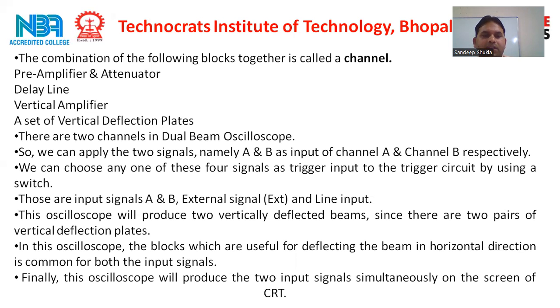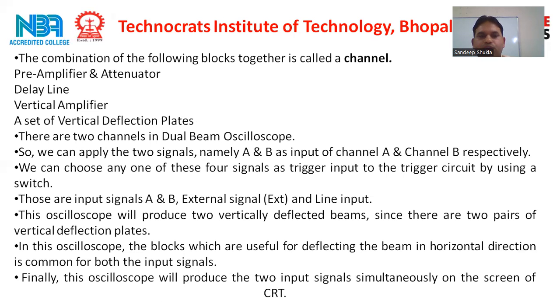So we can apply the two signals, namely A and B, as input of channels A and B respectively. We can choose any one of these four signals as a trigger input to the trigger circuit by using a switch. Those are the input signals A and B, external signals, and line input. This oscilloscope will produce two vertically deflected beams.